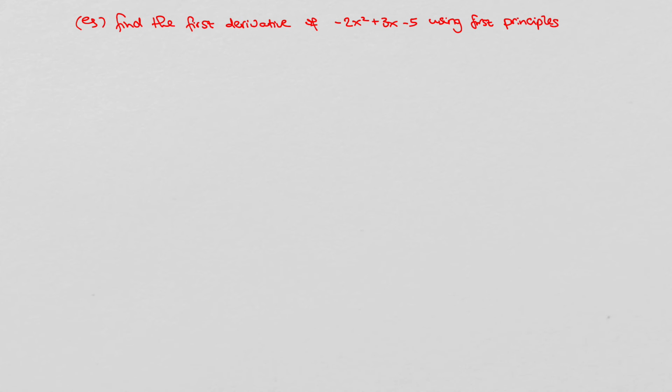So for Leibniz, we have to be able to find the first derivative using first principles of any polynomial. A polynomial meaning in terms of x, so x raised to a power. So here we have minus 2x squared plus 3x minus 5. So again, we start by doing step 1, naming the function f of x. So that's minus 2x squared plus 3x minus 5.